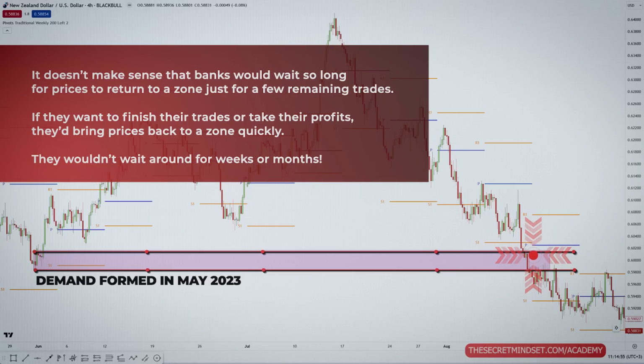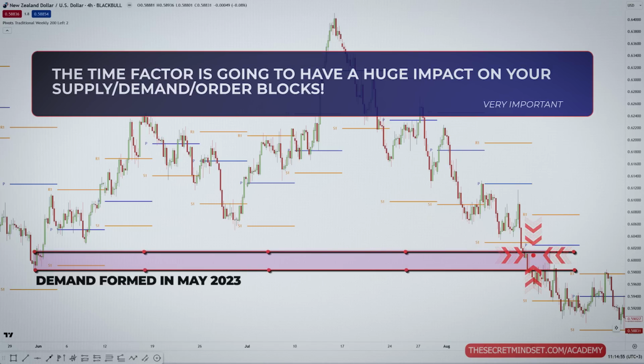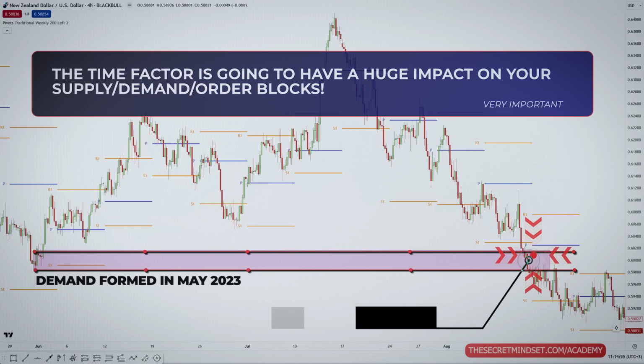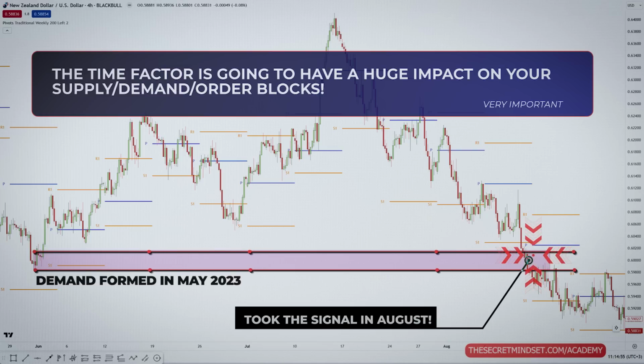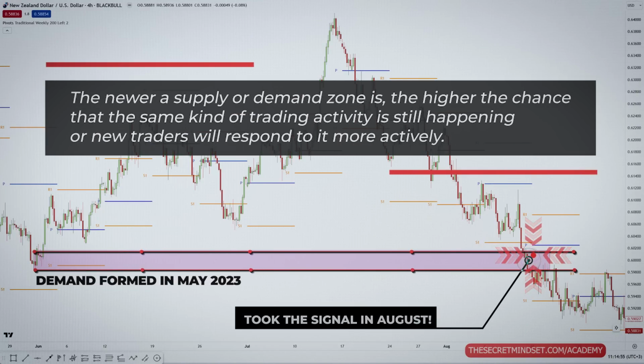If they want to finish their trades or take their profits, they would bring prices back to a zone quickly. They wouldn't wait around for weeks or months. They would do it right away. So very important, the time factor is going to have a huge impact. In this case, the zone was created at the end of May, and I was taking a signal in August. Banks already moved on, took their profits, and I was monitoring a useless area. So remember, the newer a supply or demand zone is, the higher the chance that the same kind of trading activity is still happening, or new traders will respond to it more actively.